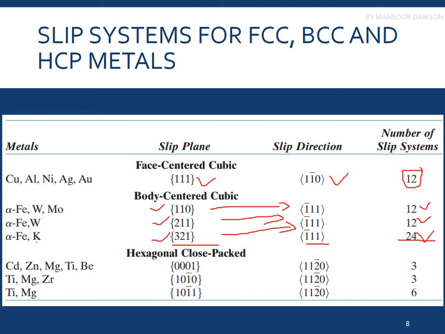Then in HCP, we see cadmium, zinc, magnesium, titanium, beryllium, and zirconium as well. These are the slip planes, and the directions are all the same. So it has a slightly smaller number of slip systems, that is 3, 3, and 6.